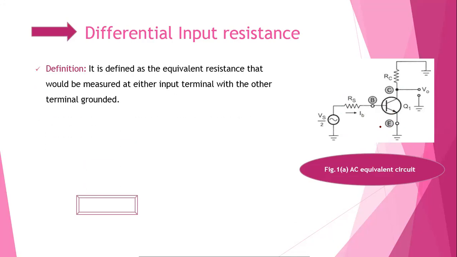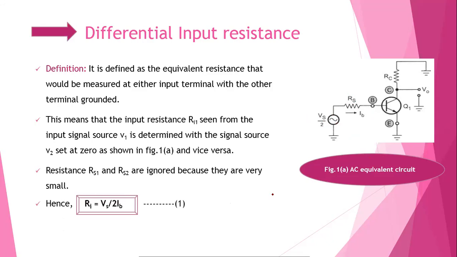So what is differential input resistance? It is the equivalent resistance measured at either input terminal with the other terminal grounded. Here we have taken one input terminal with respect to ground, and we are going to find the input resistance. From Ohm's law, we know that resistance is the ratio of voltage to current, that is R is equal to V by I. Here the input voltage in differential mode we are considering as Vs by 2. Therefore, the input resistance can be defined as Ri is equal to Vs by 2 Ib.